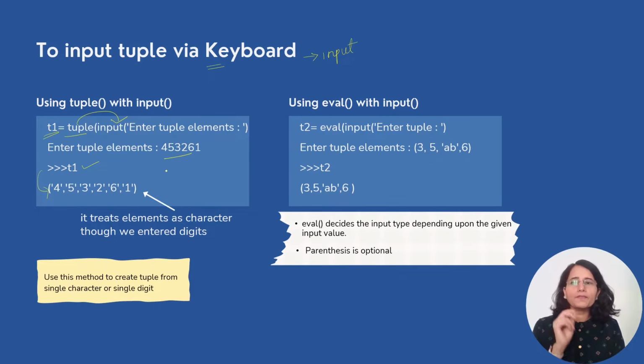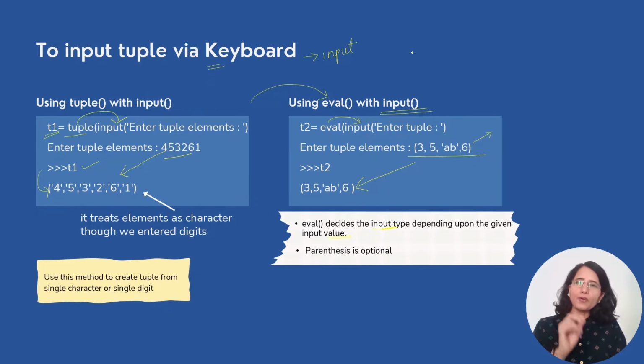But what's the problem with this output? Though we entered digits, they are getting converted to characters. To resolve this problem, we can use the eval function along with input. The eval function decides the input type depending on the given input. So look at the input here. When we are entering the values, they should be separated by commas. This parenthesis is optional. You can skip it also. When you compare this input with the output, we are getting exactly the same. Here digits are not getting converted to characters.